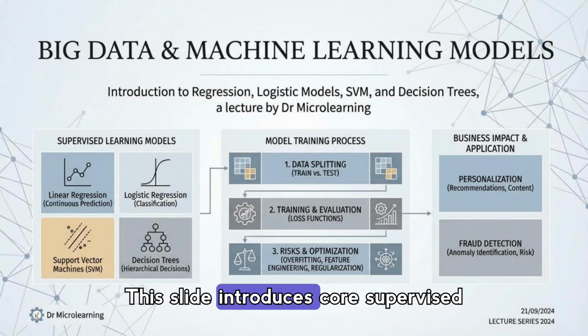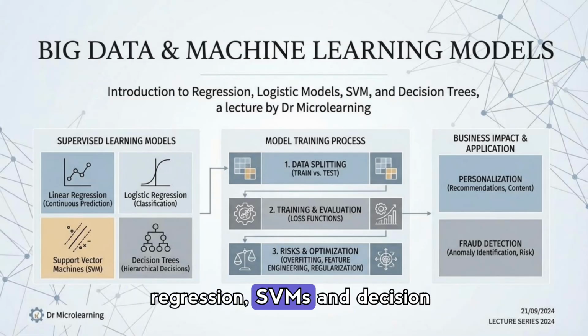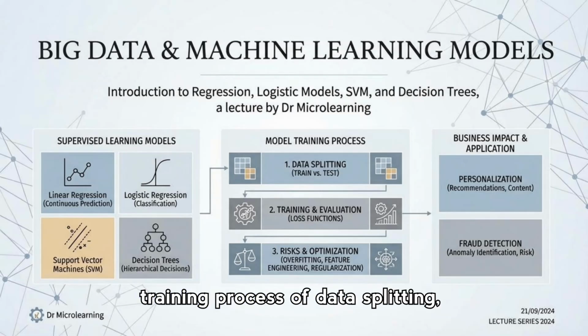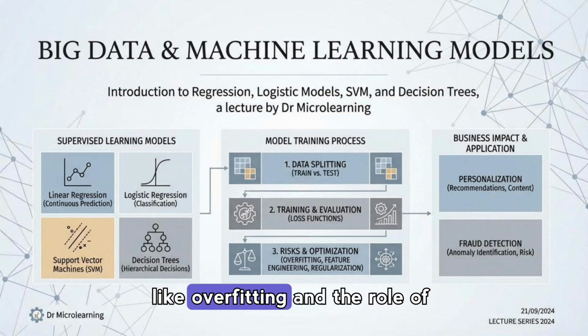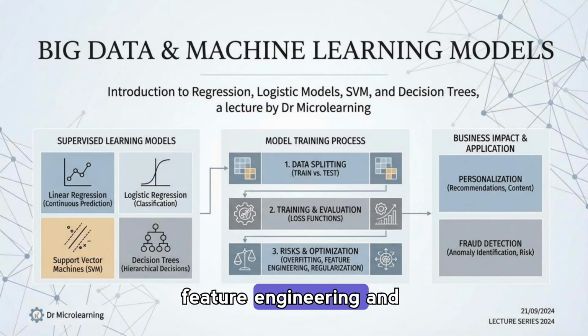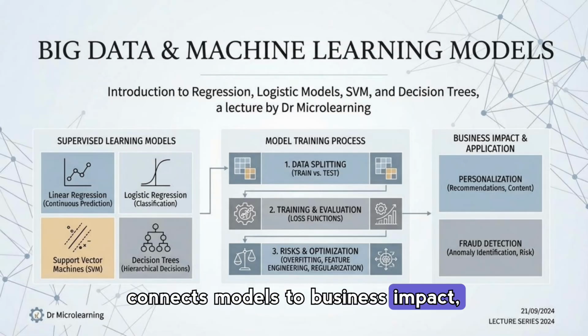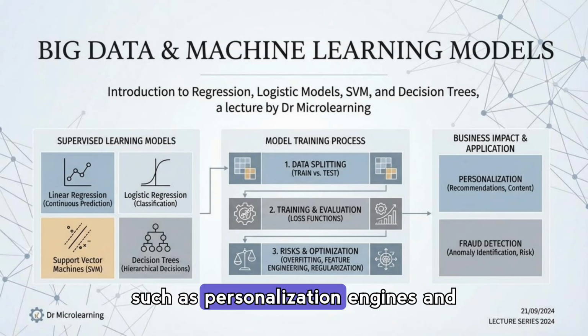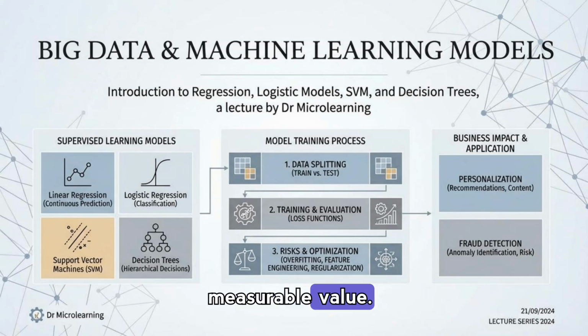This slide introduces core supervised learning models, linear and logistic regression, SVMs, and decision trees, and outlines the model training process of data splitting, training and evaluation, plus risks like overfitting and the role of feature engineering and regularization. The final emphasis connects models to business impact, such as personalization, engines, and fraud detection systems that drive measurable value.